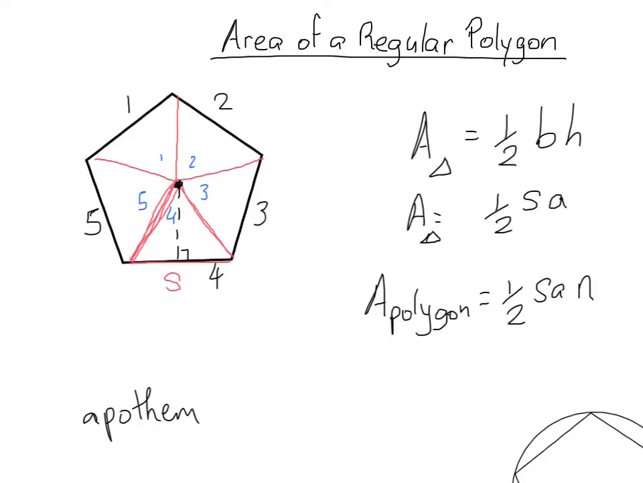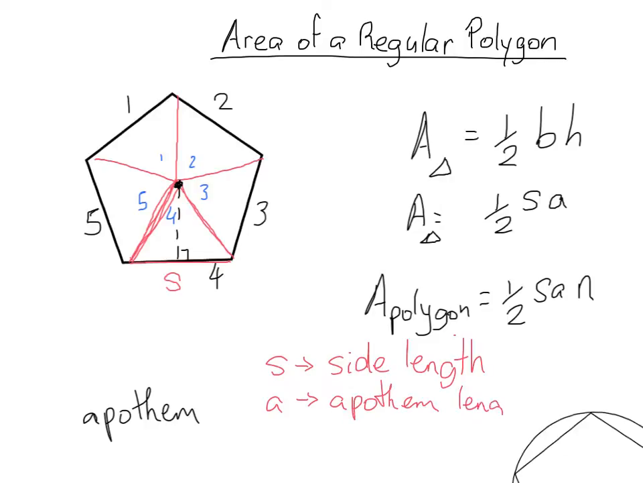Make a note of each thing just so you do not forget. S is the side length of the polygon, and remember it's a regular polygon, so all of these sides are the same. A is the apothem length. And n is just the number of sides.